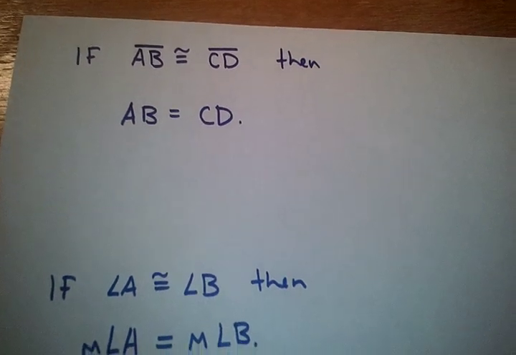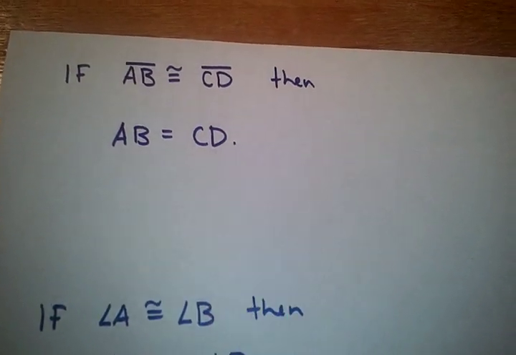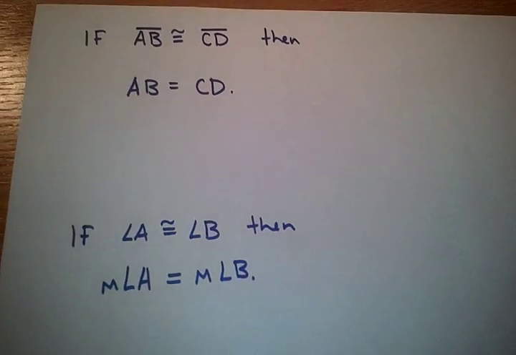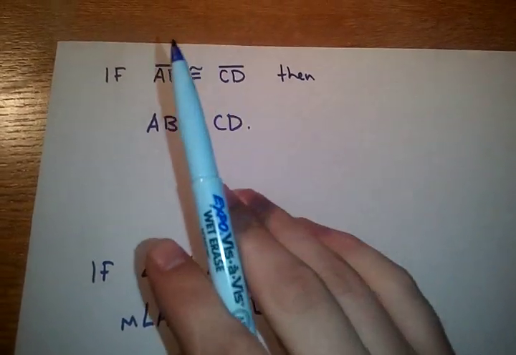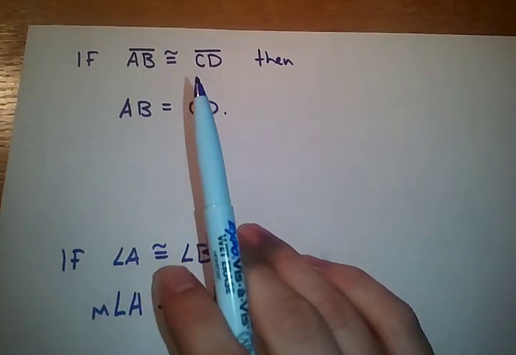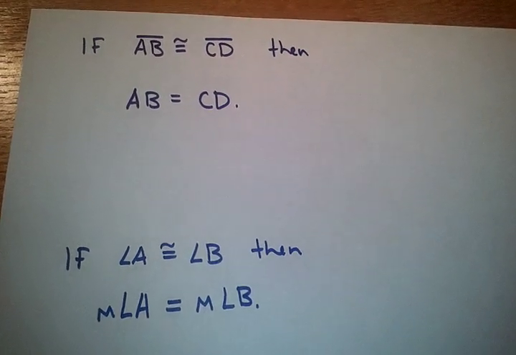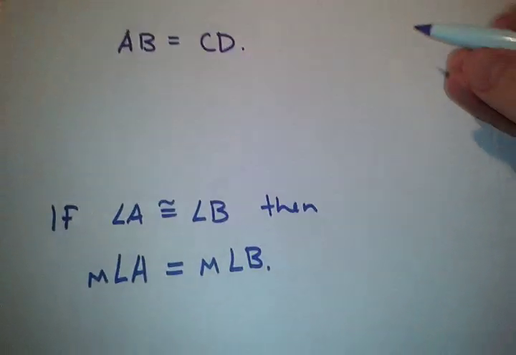The next two properties have this form. If AB is congruent to CD, then we can say that AB is equal to CD. So here we're really hitting on the difference between congruence and equality. When we talk about two line segments being congruent or two angles being congruent, we're just talking about the lines being congruent in themselves.